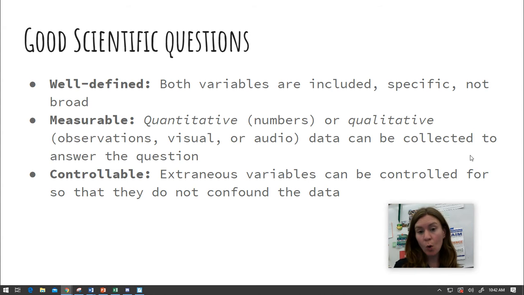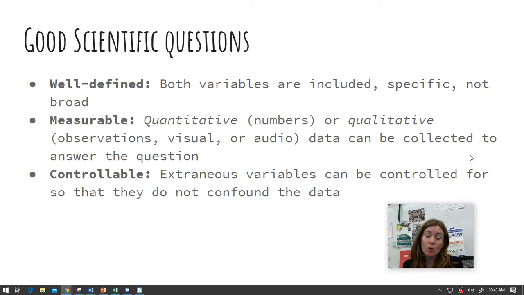You need to collect quantitative, which is numerical, or qualitative, which is visual, audio, observational data to answer the question. You don't just get a feeling that something's right and then say, oh yeah, this one person said this happened. You need to be able to have measurable data to answer your question.